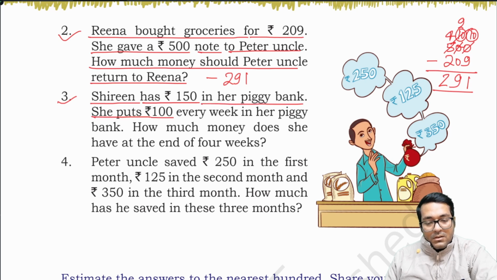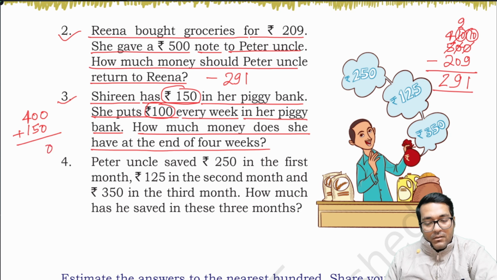3. Serene has rupees 150 in her piggy bank. She puts rupees 100 every week in her piggy bank. How much money does she have at the end of 4 weeks? Every week she puts rupees 100. That means in 4 weeks she will put rupees 400, and rupees 150 is already there. So you have to add 150 and 400. The answer is 550.